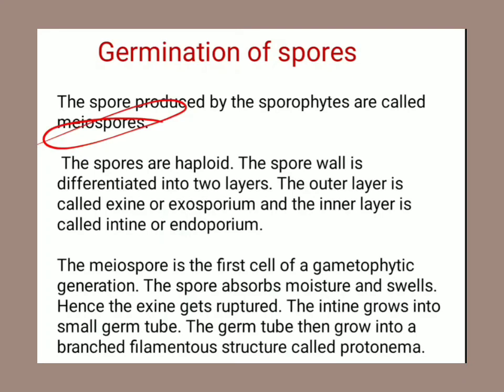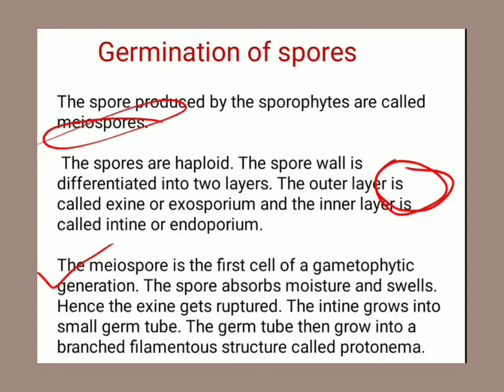The spore wall is differentiated into two layers. The outer layer is known as the exine, also known as the exosporangium, and the inner layer is known as the intine. And the meiospore is the first cell of the gametophytic generation, because after spore germination the first cell further develops into the gametophytic phase of this generation. Okay, so the meiospore is the first cell of the gametophytic generation.